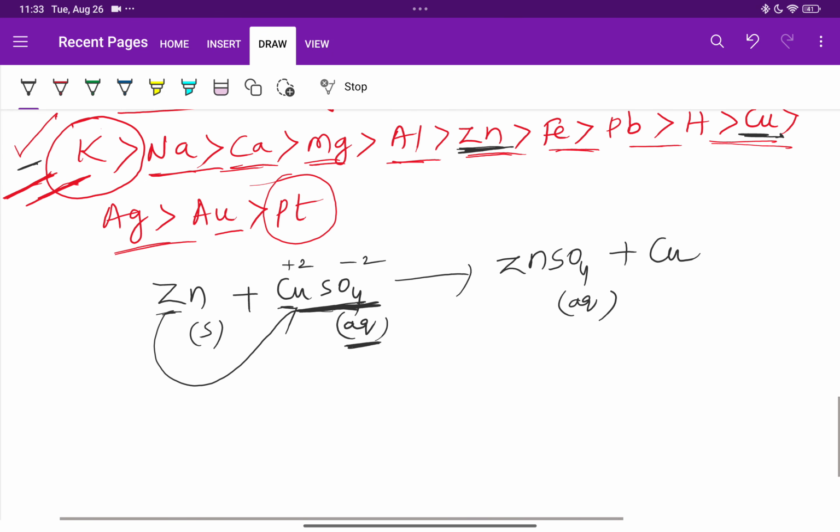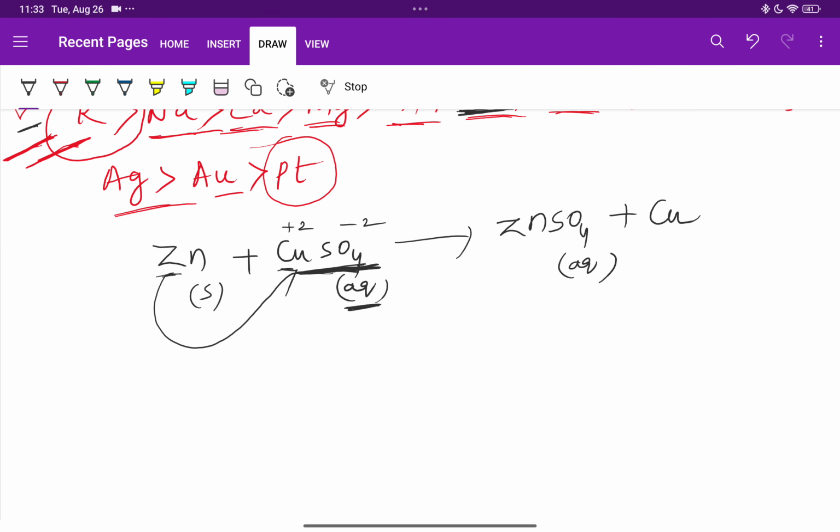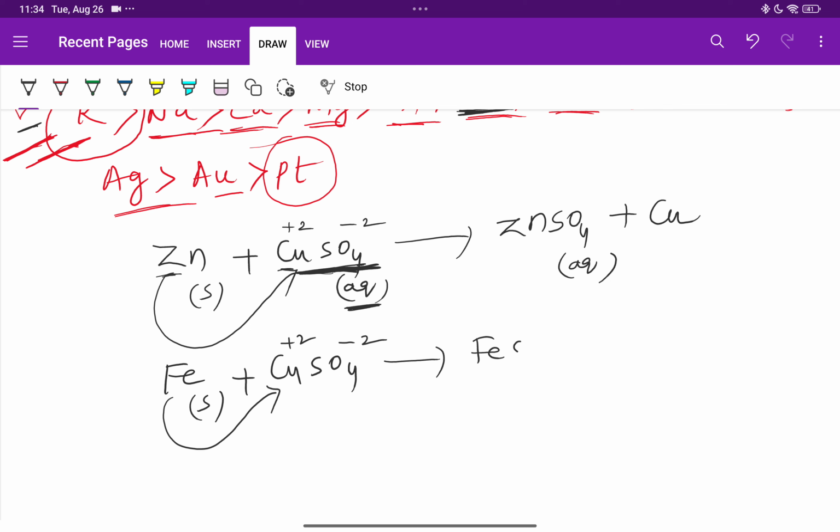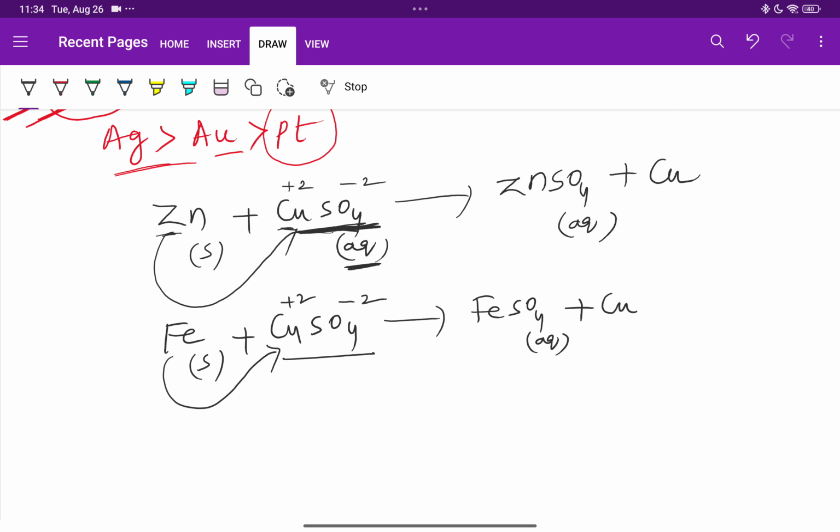Next, one more example I am taking, that is iron solid with copper sulfate. Here also same, copper +2, sulfate -2, iron is more reactive than copper. Then you are going to get iron sulfate aqueous solution, copper is going out. So here you need to remember copper sulfate color is blue. When iron displaces copper, we will get iron sulfate or ferrous sulfate, which is in brown color.